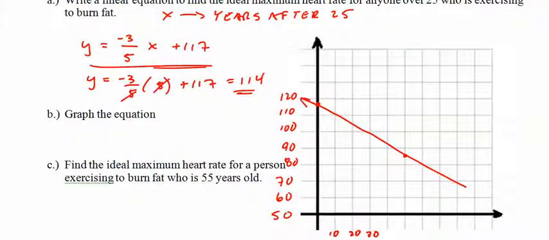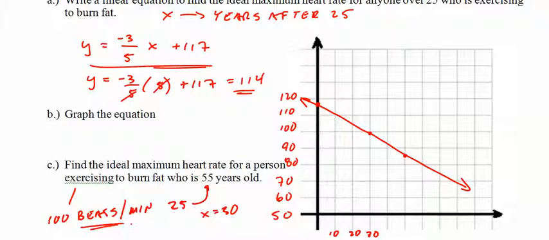Remember, these are years after you're 25. So, after 25 is x equals 30. So go out here to 30, and we go up, and it looks like it's about 100 beats per minute. That's a very rough number. It's not exact at all. So you've got a lot to do. I mean, point-slope, slope-intercept, standard form. There's a lot cooking here.